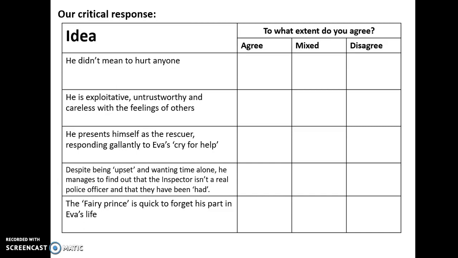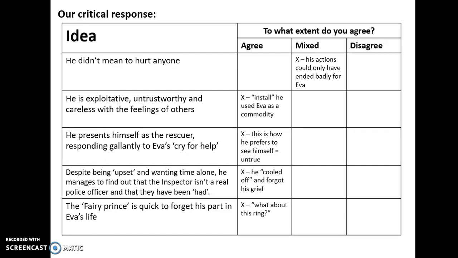And finally, our final idea. The fairy prince is quick to forget his part in Eva's life. To what extent do we agree or disagree with that statement? Okay, let's go through this together. I'll give you my response to the writer's ideas.